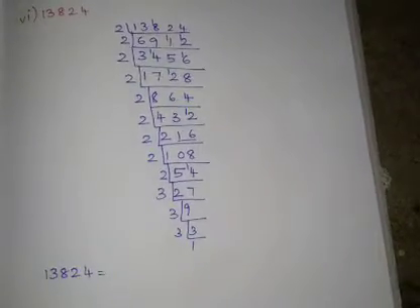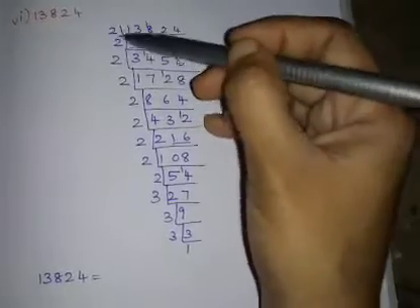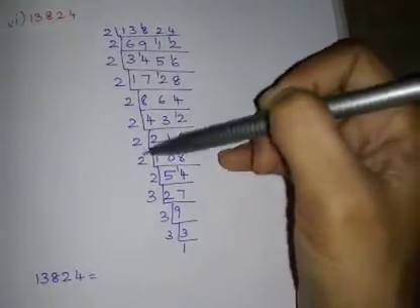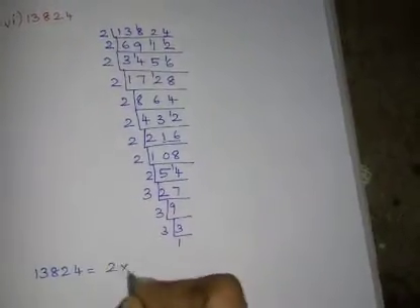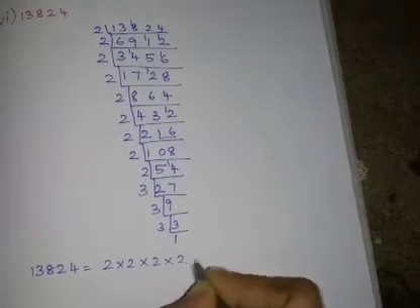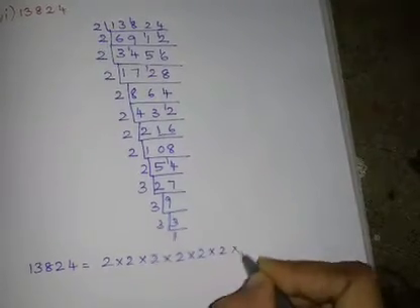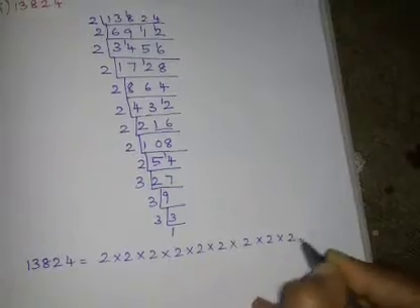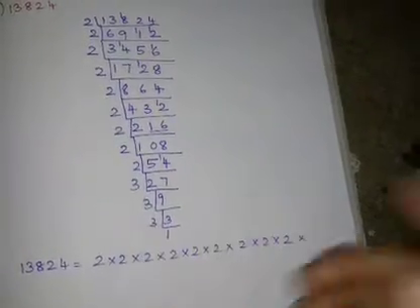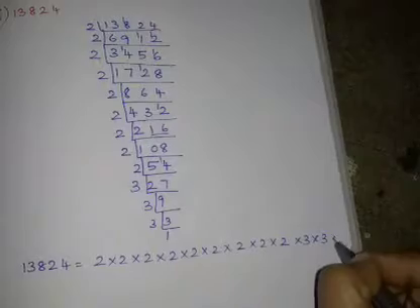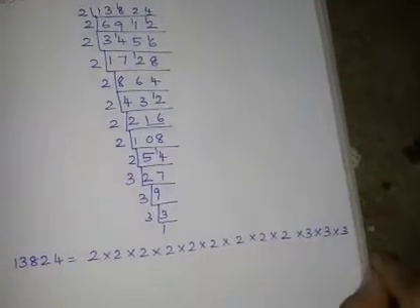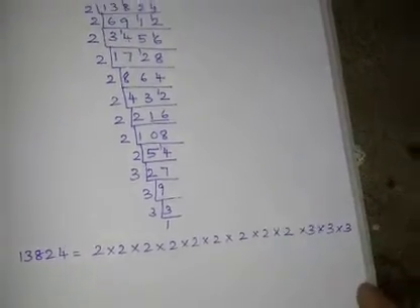13,824 is equal to, how many 2s are there? 1 2 3 4 5 6 7 8 9. Above, 1 2 3 4 5 and 6 7 8 9. Then how many 3s are there? 3 3s are there. 3 into 3 into 3. See, very big prime factorization, children.